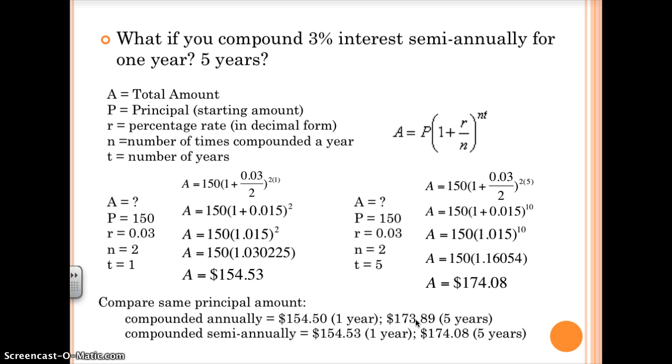Let's look at 5 years. Compounding once a year, we had $173.89. Compounding twice a year for 5 years, $174.08. So again, not a major difference, but if you imagine larger sums of money and you imagine longer periods of time, this difference could be significant.